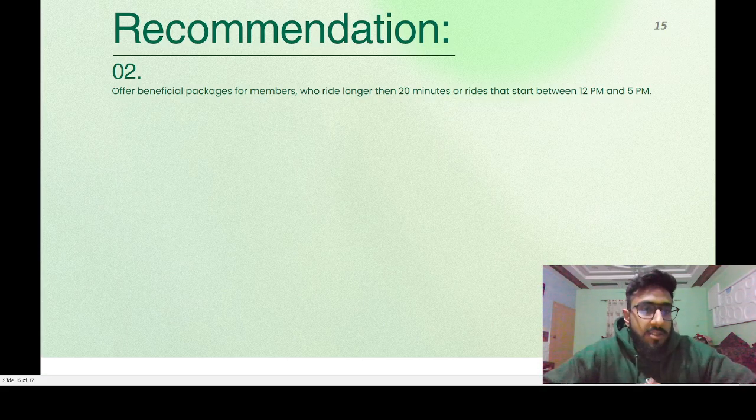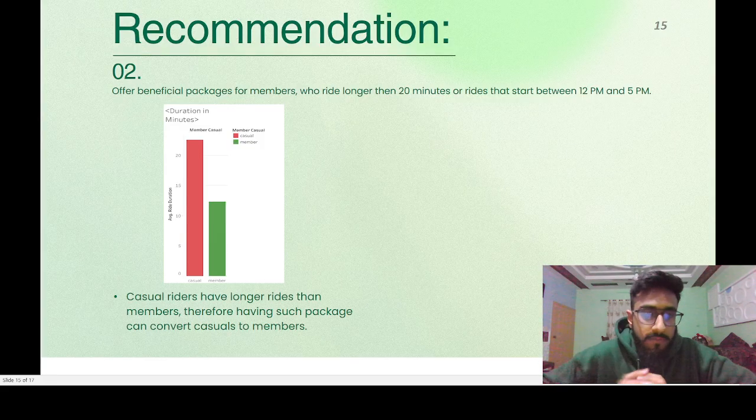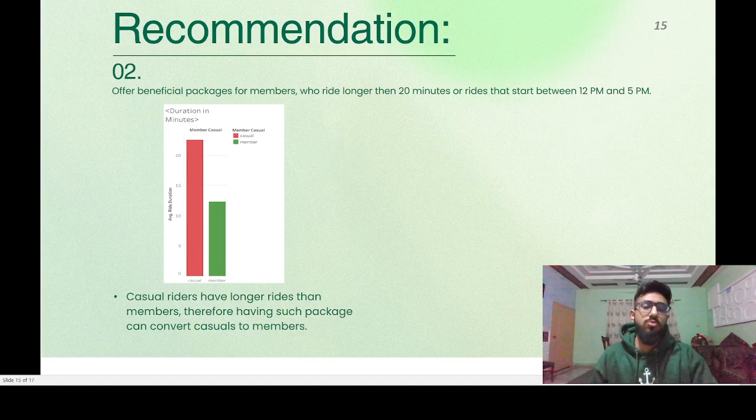The second recommendation is coming from this data, that is the average duration of ride. As we see, the duration for casual members is a lot higher than membership riders. It's above 20 minutes, and on average, the membership riders are riding around 12, 13 minutes. So casual riders have longer rides than members. Therefore, having such packages can convert casuals to members.